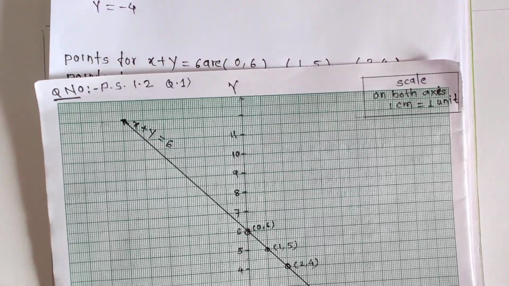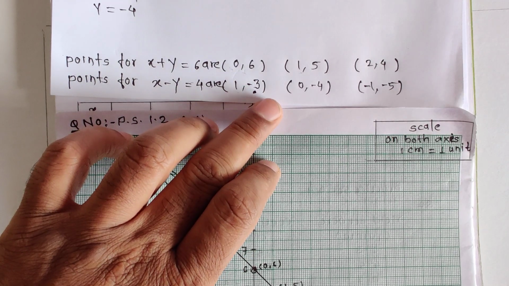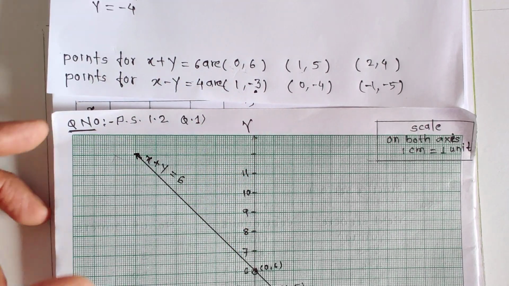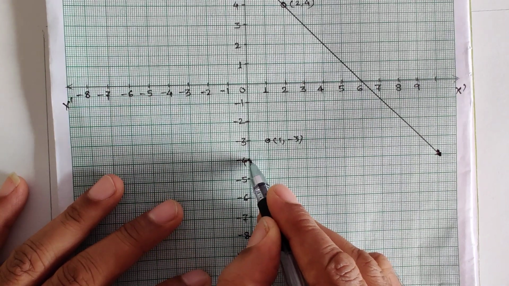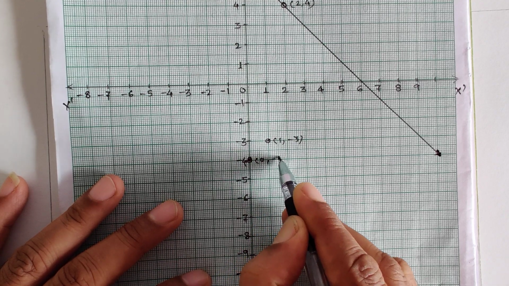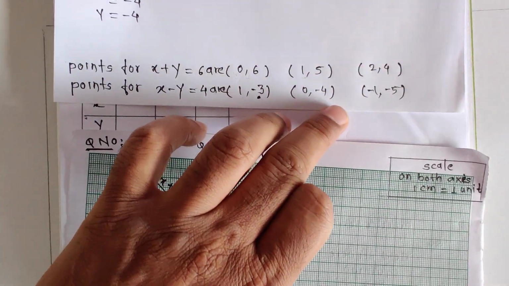The second point is 0, minus 4. Whenever the x coordinate is 0, the point is on the y axis. So we get the y coordinate is minus 4. So here we get the point 0, minus 4. And the third point is minus 1, minus 5.